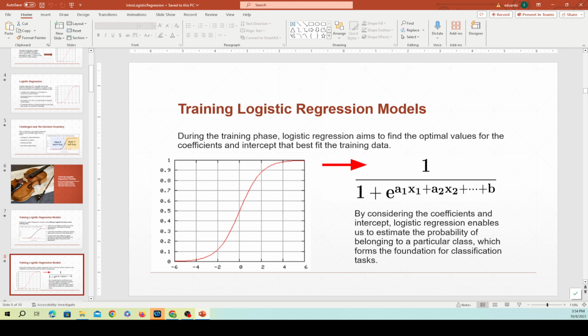So during the training phase, logistic regression aims to find optimal values for the coefficients and intercepts that best fit the training data. So here's the key part. We're looking for the best coefficients, the best optimal values, coefficient and y-intercept, that best fit the training data. What do we mean by those? When we were talking about the coefficients A1, A2, A3, A4, A5, and so on, all the way to AN, depending on how many features your data has. And then we're going to have a y-intercept.